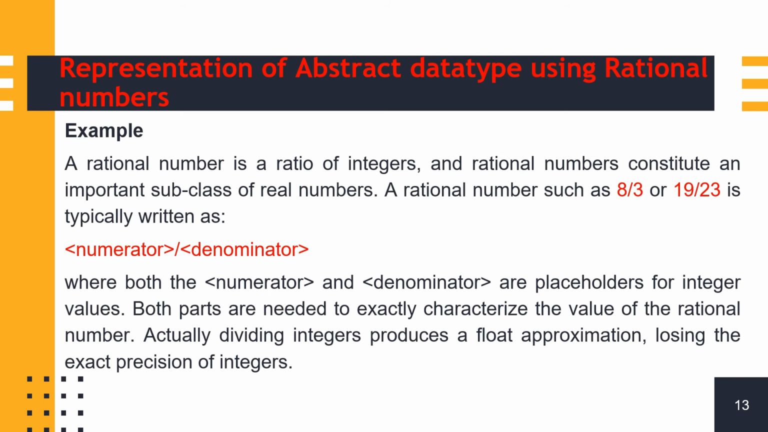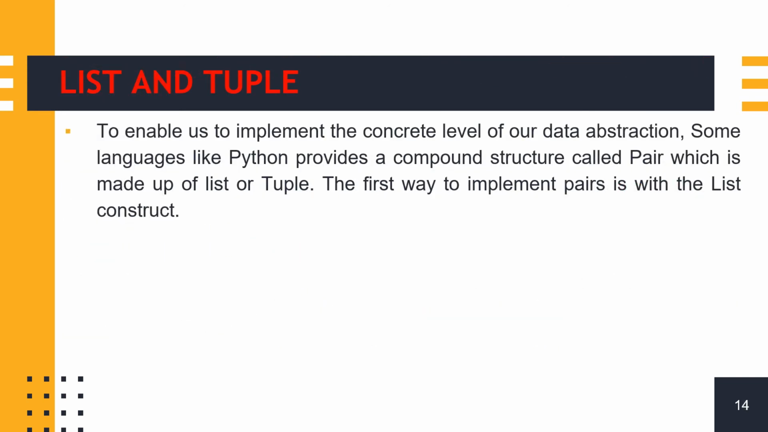Both parts are needed to exactly characterize the values of the rational number. Actually, dividing integers produces a float approximation, losing the exact precision of integers. Now, to enable us to implement the concrete level of our data abstraction, some languages like Python provide a compound structure called a pair, which is made up of a list or tuple.